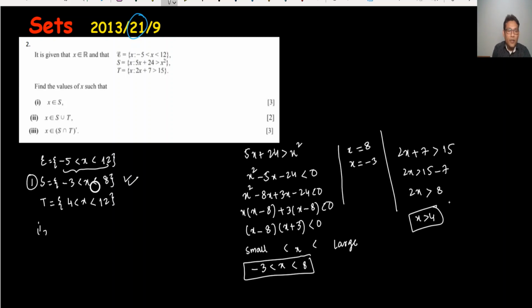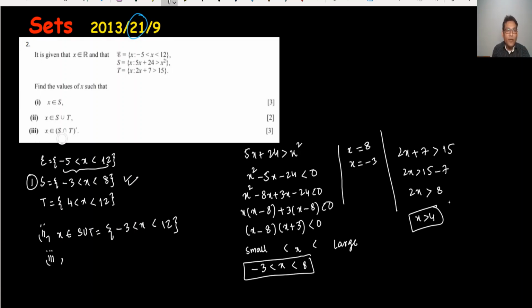S union T. S union T means when we know the set of values of T, then we can write. Now, S union T means all the elements. All the elements we will write. So S starts from minus 3 and T ends at 12. So I will write the second part: x belongs to S union T means I will write from minus 3 to 12, all the elements.